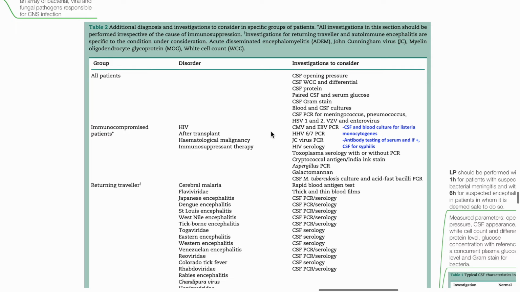Other investigations to consider in immunocompromised patients apart from the above mentioned include CMV and EBV PCR, HHV PCR, JC virus PCR, HIV serology, toxoplasma serology, toxoplasma PCR, cryptococcal antigen, Aspergillus PCR, galactomannan, CSF and blood culture for listeria, CSF for syphilis, TB culture, and PCR.